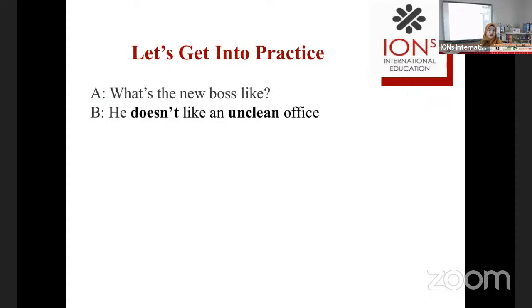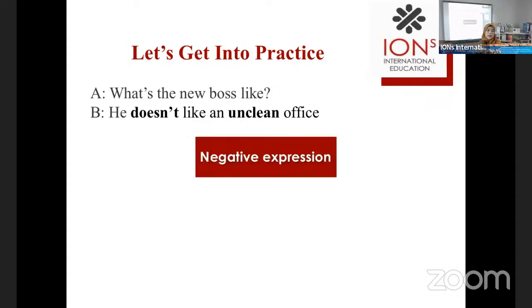A. What is the new boss like? Kemudian second speaker-nya menjawab, he doesn't like an unclean office. Oke, jadi di sini ada dua keywords-nya, doesn't like and unclean. Ini apa, Miss? Masuknya skill-nya, this is negative expressions, right? We have doesn't, does not, and then unclean. Unclean itu tidak kotor, right? Unclean. So we have to find the synonym of those two keywords.